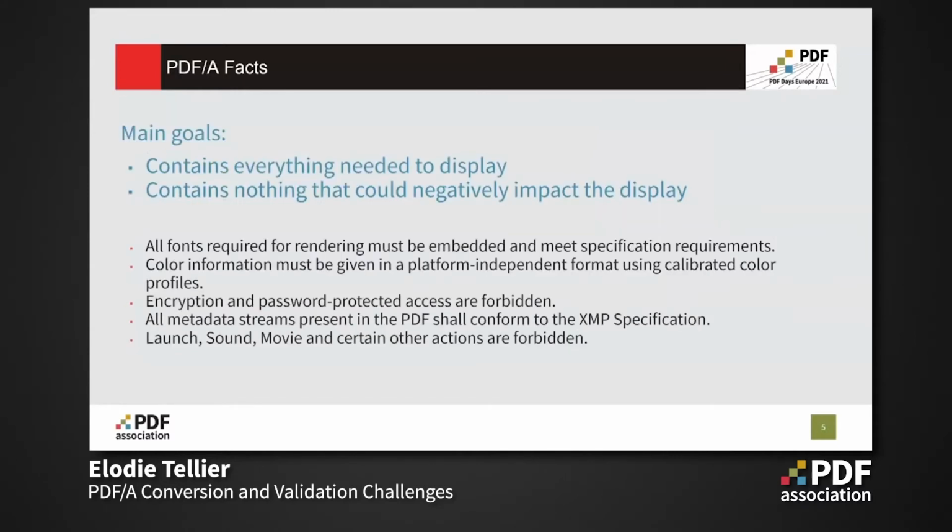If you want to sum up the goals of the specification, we could say that PDFA must contain everything needed to display the document and forbids anything that could negatively impact this display. This is why all fonts required for rendering must be embedded and meet the specification requirements. Color information must be given in a platform-independent format using calibrated color profiles. Encryption and password-protected access are forbidden. All metadata streams present in the PDF shall conform to the XMP specification, and launch, sound, movie, and certain other actions are also forbidden.